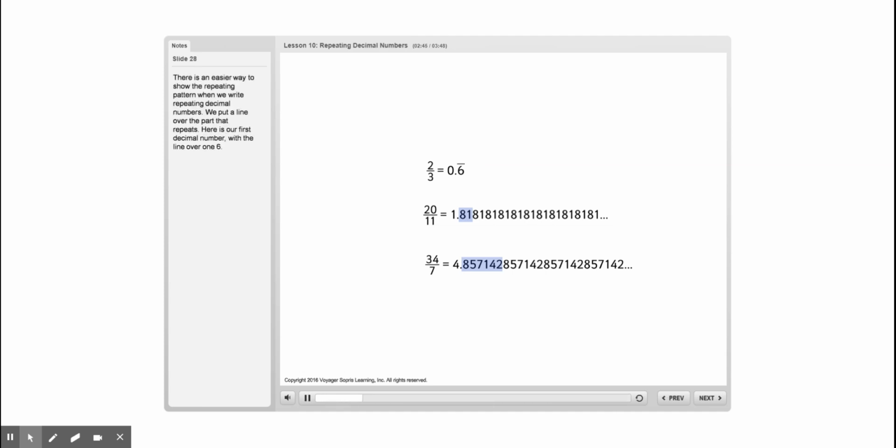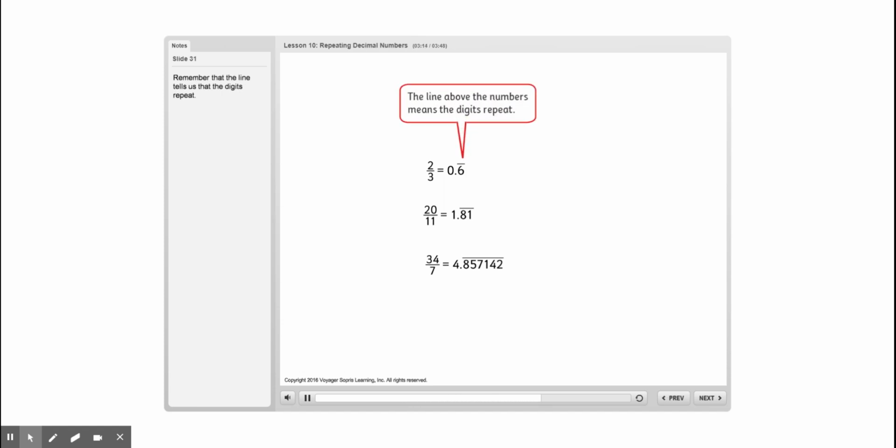There is an easier way to show the repeating pattern when we write repeating decimal numbers. We put a line over the part that repeats. Here is our first decimal number with the line over the 6. In the second decimal number, we put the line over the digits 8 and 1. In the last decimal number, we put the line over all 6 digits that repeat. Remember that the line tells us that the digits repeat.